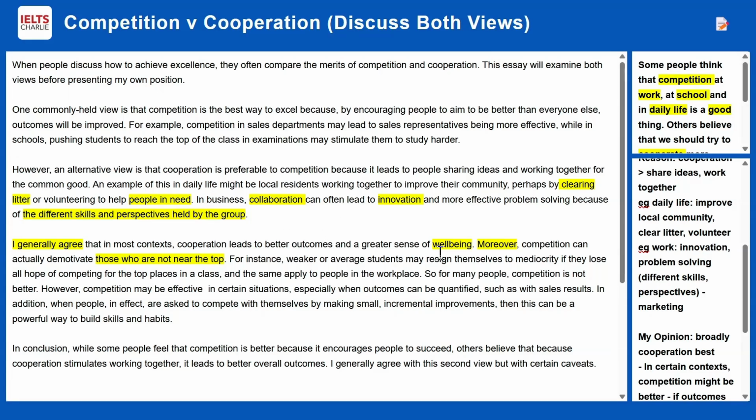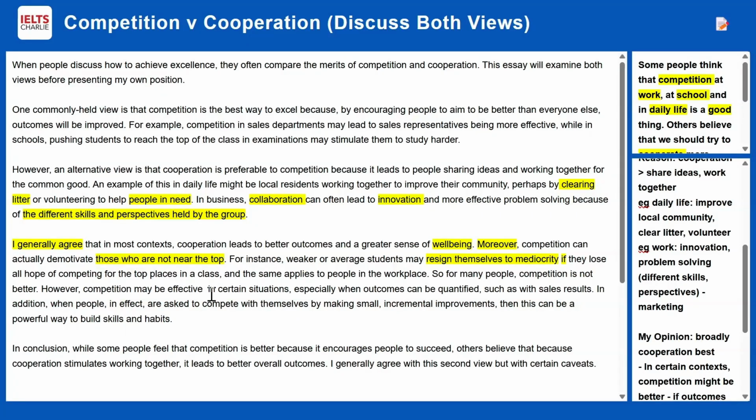For instance, weaker or average students may resign themselves to mediocrity if they lose all hope of competing for the top places in a class. So I've got a conditional here as well. And the same applies, I think that actually should be applies, to people in the workplace. So for many people, competition is not better.